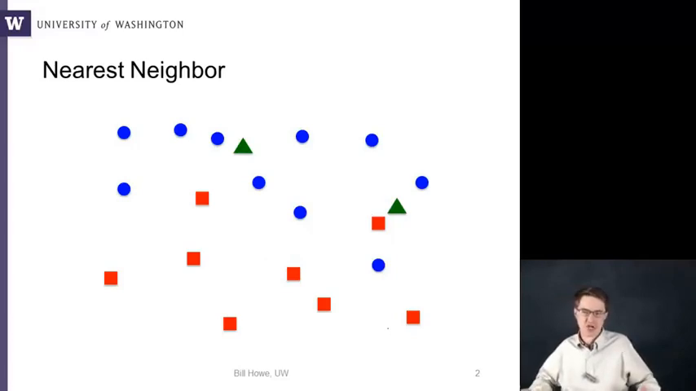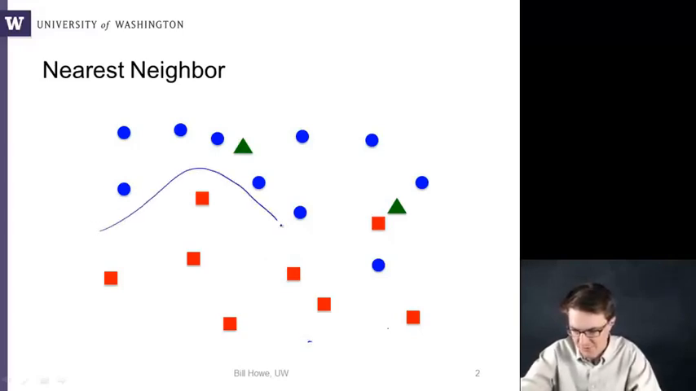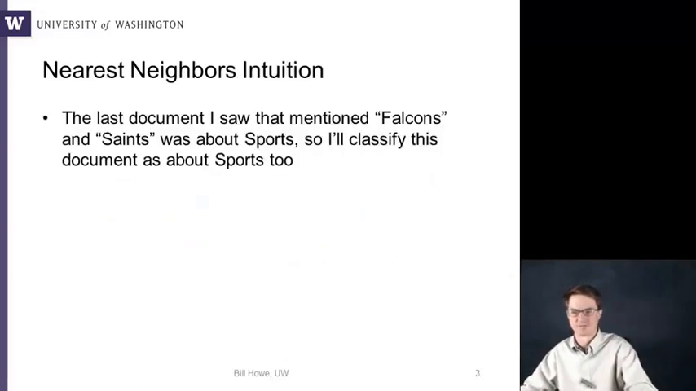Now, as you can see in the second case, maybe it's not that reasonable to call it red, because perhaps the class boundary is something like this, and this one's an outlier. This one's a mistake. And so we perhaps would misclassify this second green triangle. All right. So the intuition here is, going back to the document classification example, well, the last document I saw that mentioned the word Falcons and the word Saints was about sports, so I'm just going to assume that this document is also about sports since it has the same terms in it. Okay, and so this is not the most unreasonable method to use, but as we saw, perhaps it's a little bit sensitive to noise in the data.